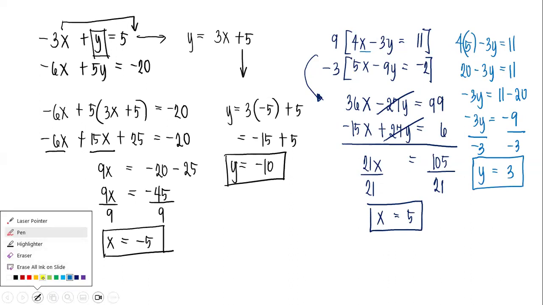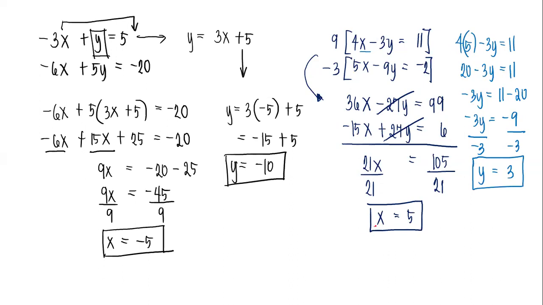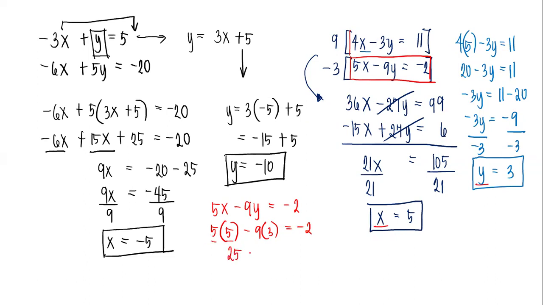Okay, so again, if you want to check if your answer is correct, just substitute the given values of your x and y into the original equation. Okay, so let's use the second equation to check. 5x minus 9y equals negative 2. We have our x that is 5. We have our y that is 3. Simplify your equation. 5 times 5 is 25. 9 times 3, that is negative 27. So 25 minus 27, that is negative 2. Right? That's correct.